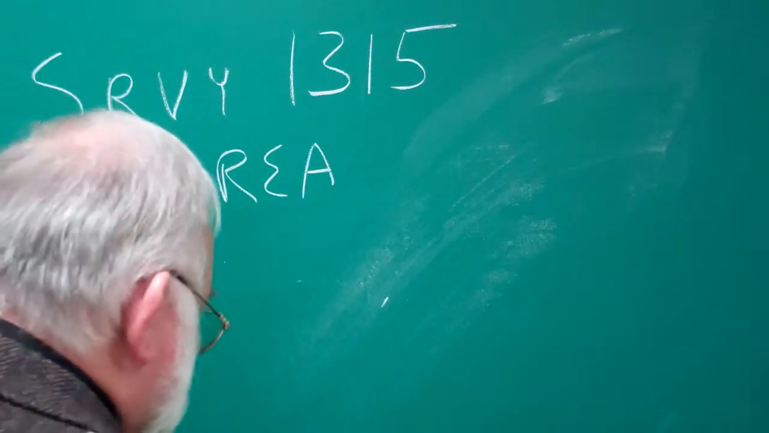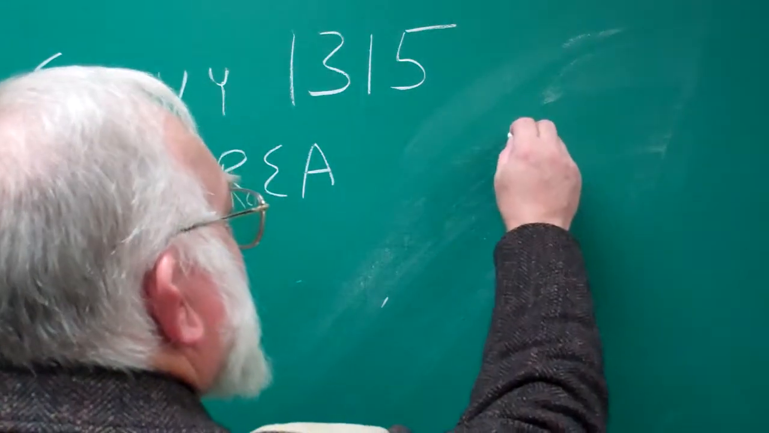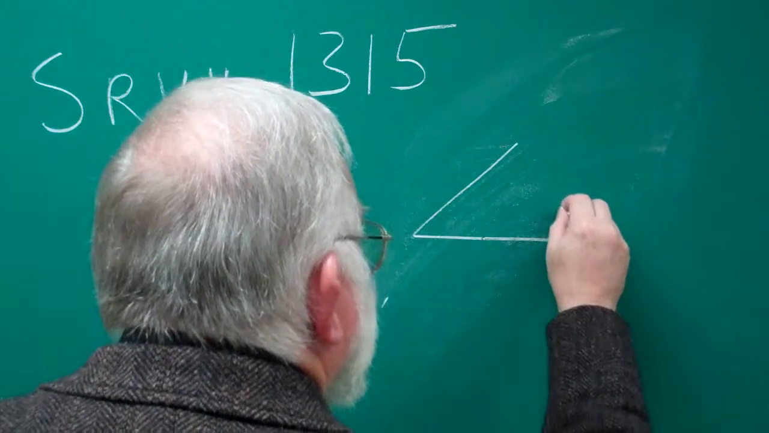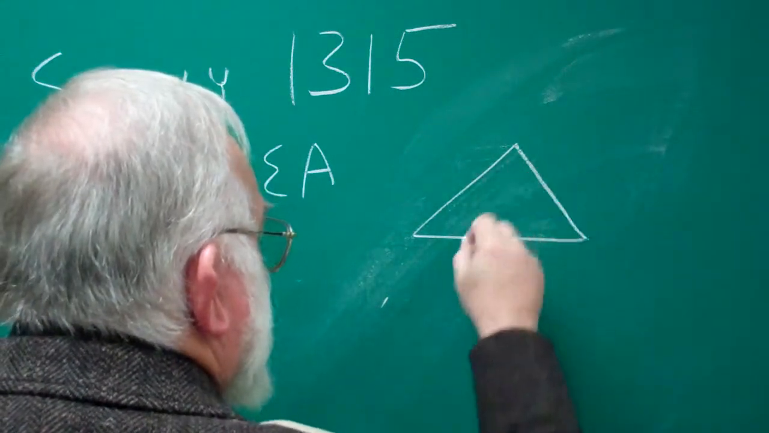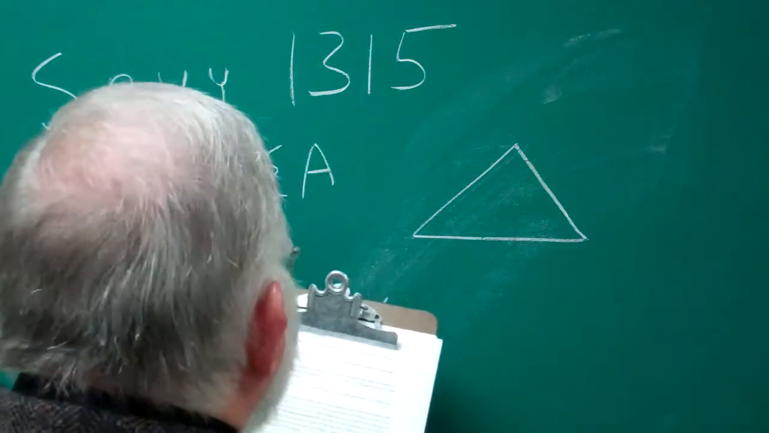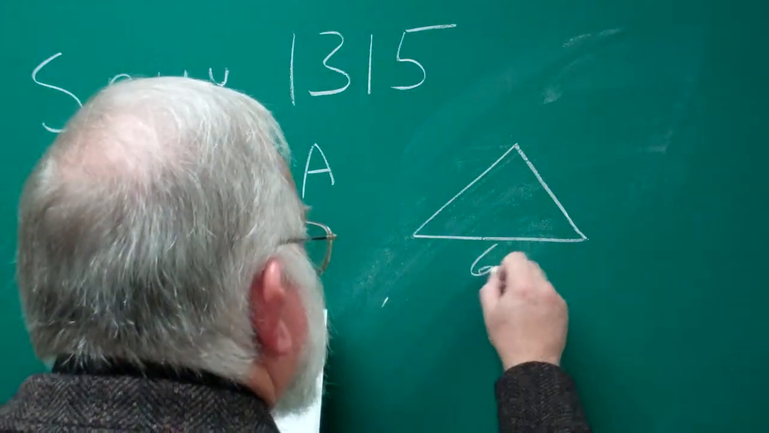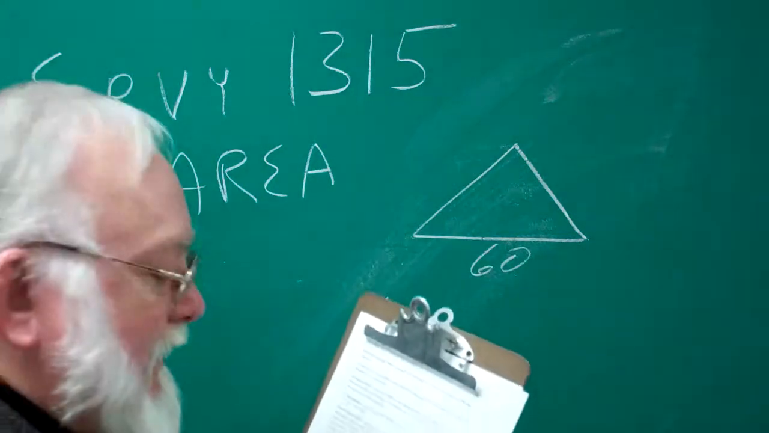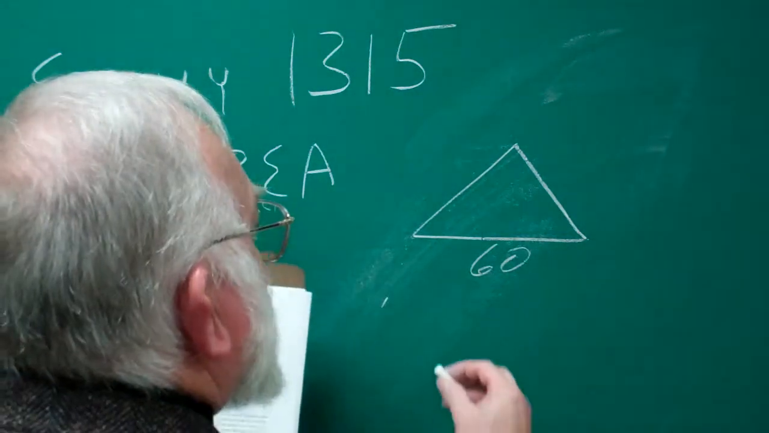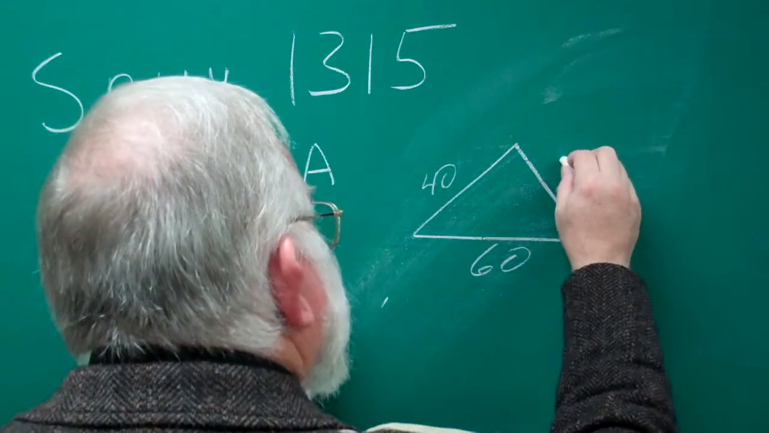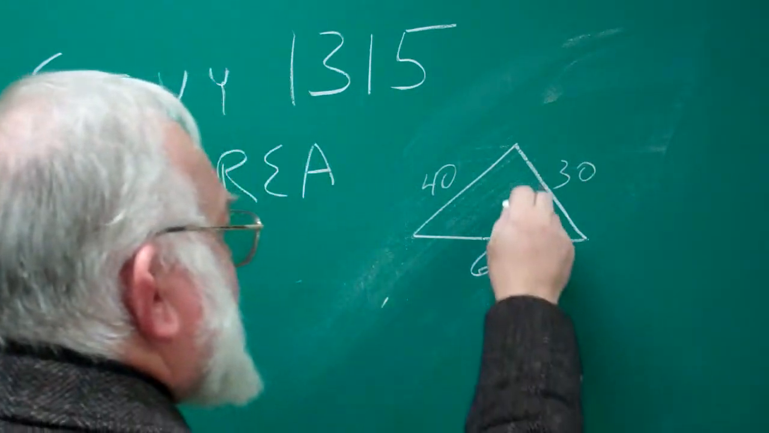Now, let's get to a triangle that is not a right triangle. That's not a right angle, so anyway, we're going to say that this is 60, and you will discover that I can't draw worth a flip, so don't worry. This is 40, and this is 30. What's the area?